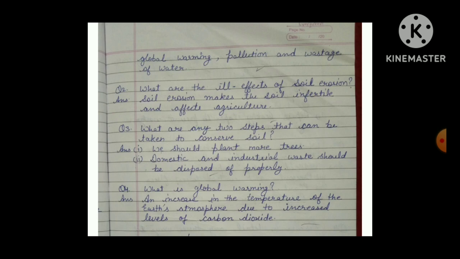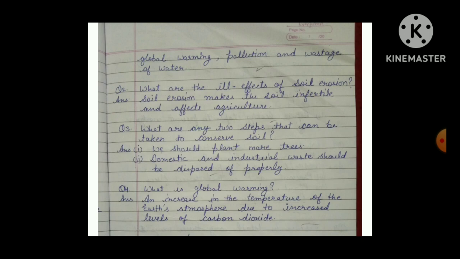Next question is, what are any two steps that can be taken to conserve soil? How can we conserve the soil? Which are the two steps we should take? Answer is, first point is, we should plant more trees. So students, we should plant more and more trees so that we can save the soil. Second is, domestic and industrial waste should be disposed of properly. The waste which we create at home and the wastage created by the industries, if we dispose of it properly, then we can conserve the soil.